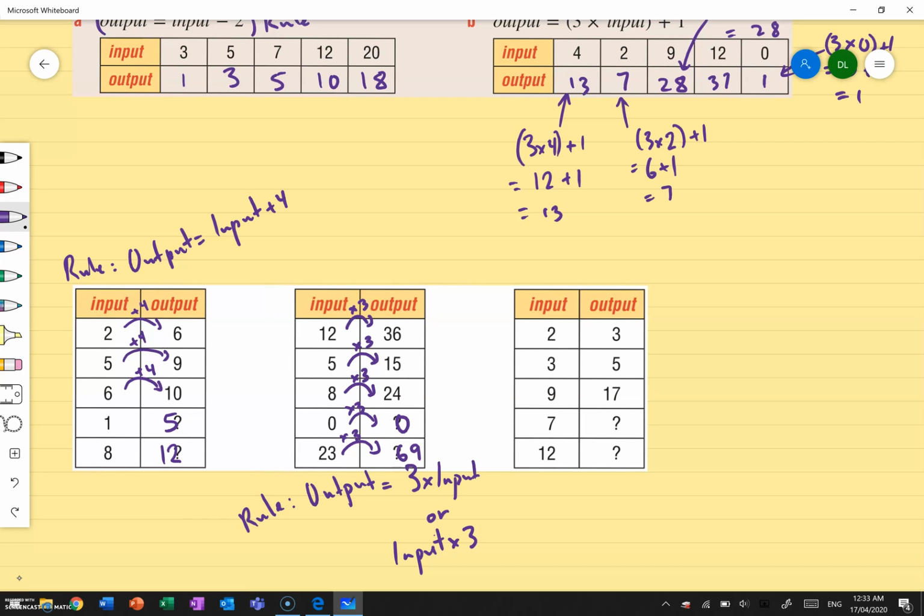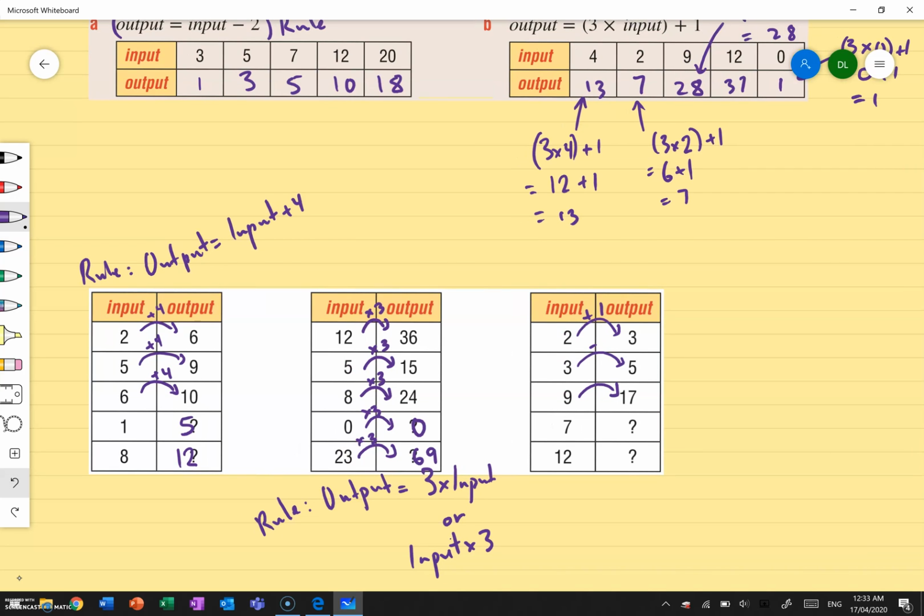Alright, last one on the page. So how do we get from 2 to 3? And then how do I get from 3 to 5? 9 to 17? This is actually quite a more difficult one. So it's not a plus 1, because if it was plus 1 to get from 2 to 3, it'd have to be a plus 1 here, and that doesn't really make sense. What I gather is that it's actually times 2 and then minus 1.